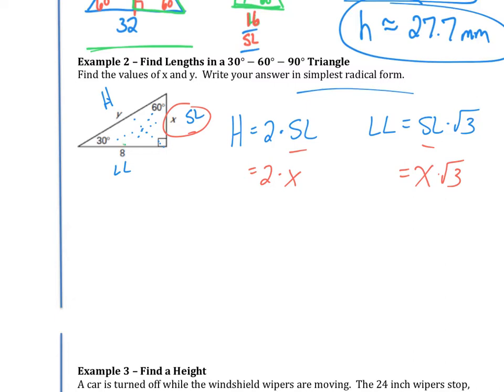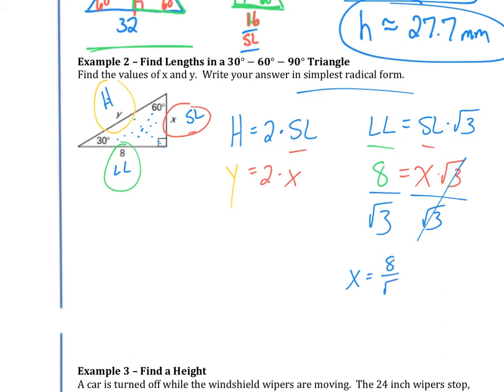Okay. The long leg is 8. So we put in 8 for the long leg. And the hypotenuse is y, so I'm going to put y in for the hypotenuse. So we substitute in for the short leg, the long leg, and the hypotenuse. We end up with 8 equals x square root 3, and y equals 2 times x. So based on what we have here, we have to solve the equation on the right first for x. To get x alone, we have to divide by the square root of 3. And we end up with x equals 8 over the square root of 3.